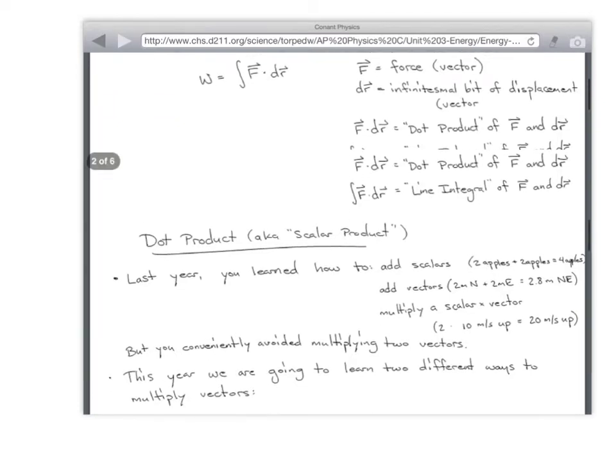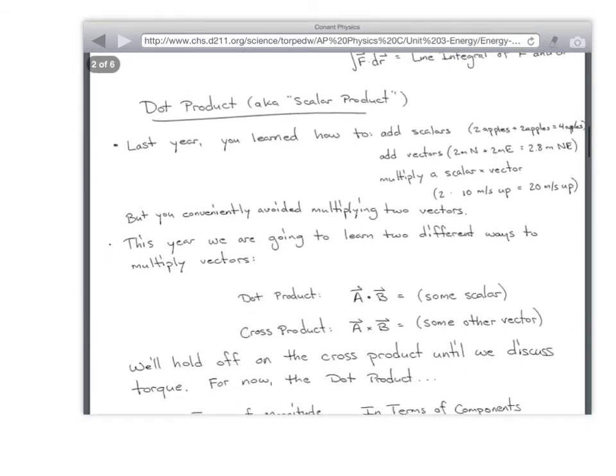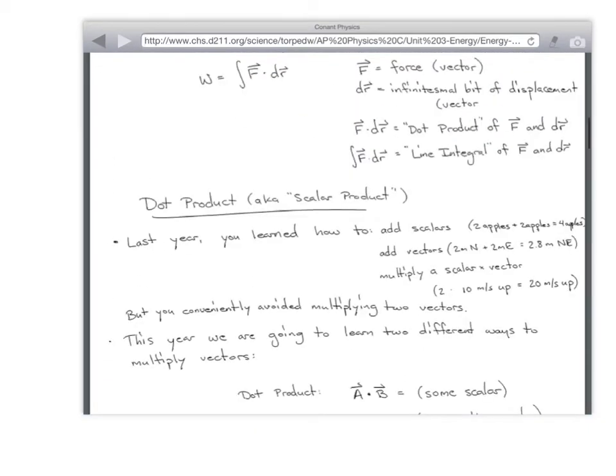So this year, shoot, I forgot my lead into this. How do you multiply two vectors? How do you multiply, say, 2 miles north times 4 miles east? Oh wait, no, that's how you add them. How do you multiply them? Yeah, there's actually two ways. One way gives you a scalar answer, and the other way gives you a vector answer.